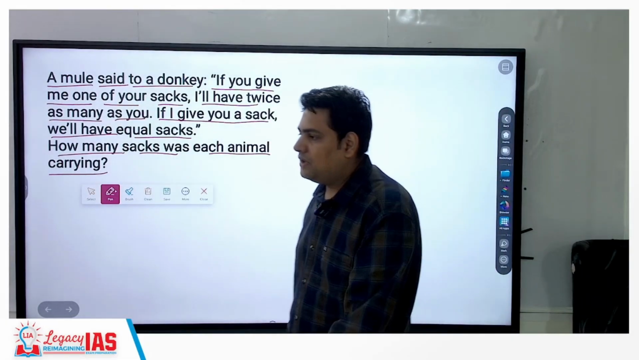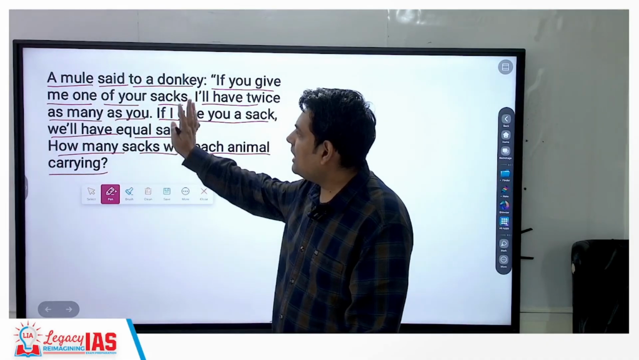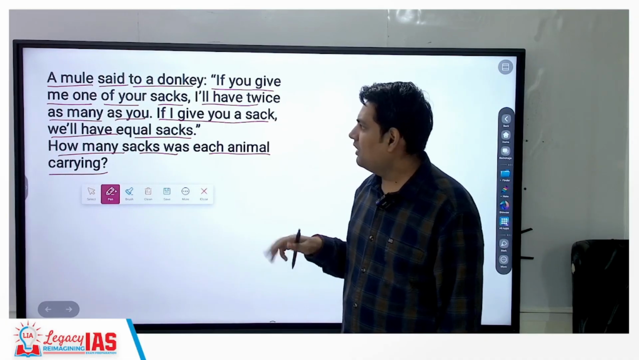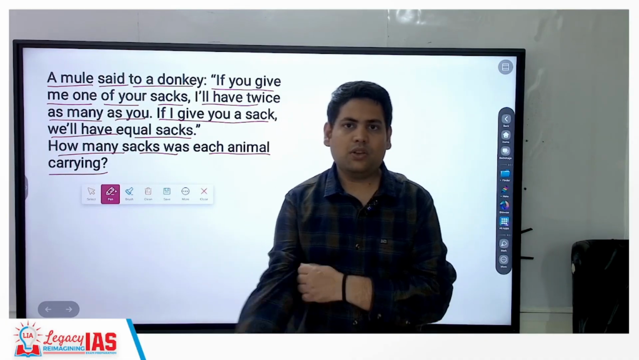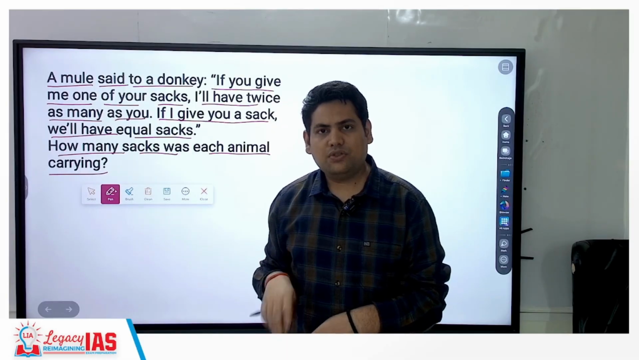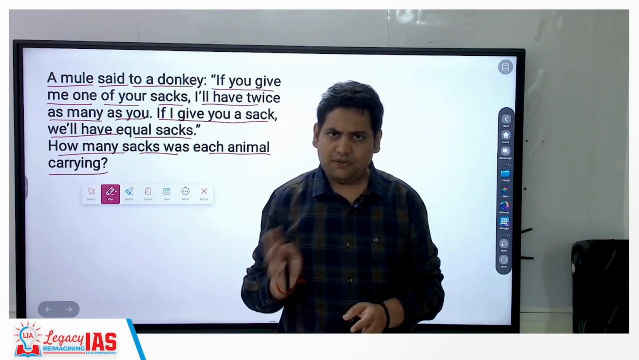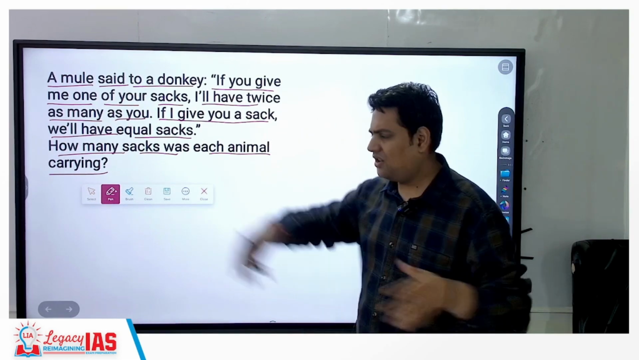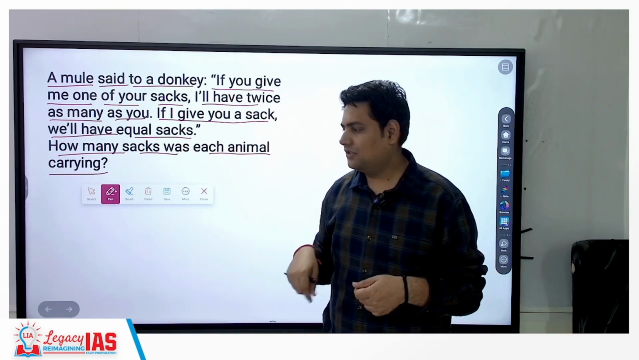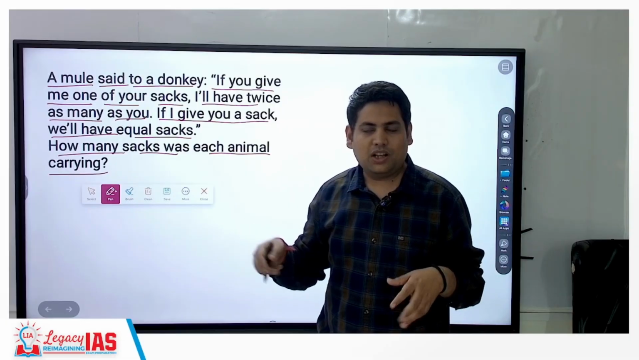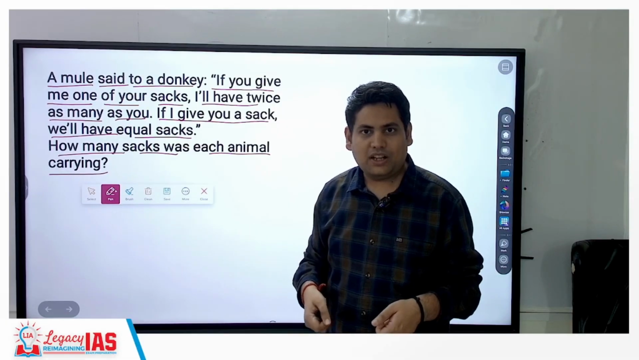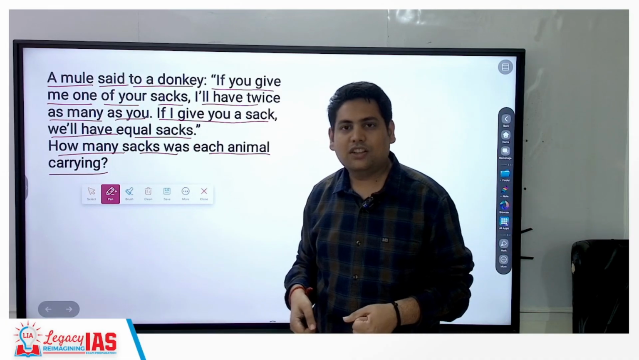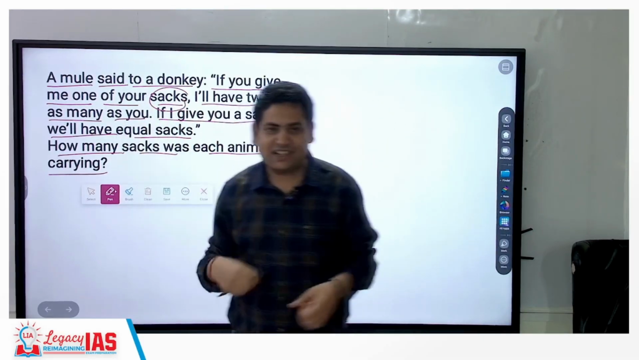First thing that you will have to assume is there is a mule, there is a donkey. Now what it says, this mule is saying to the donkey that if I give you one sack of mine, then it becomes this. If you give me one sack of yours, then it becomes this. That means they are both carrying sacks. Sacks are big, like that jute, gunny sack bags, you might have heard about that, in which you get wheat and all that. That is a sack.